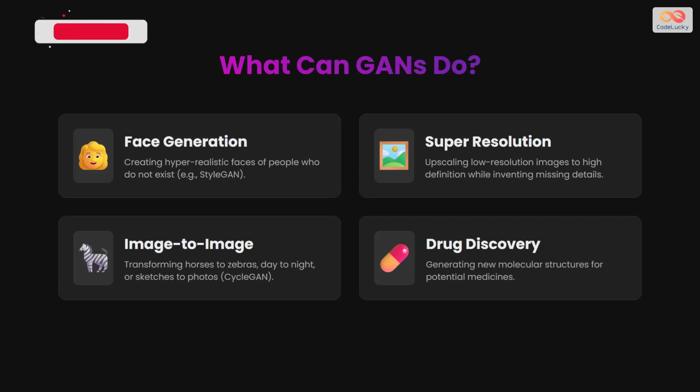The applications are vast. GANs are used to generate faces of people who do not exist, upscale low-quality images into high definition, translate sketches into photorealistic images, and even help in scientific fields like discovering new drug molecules.